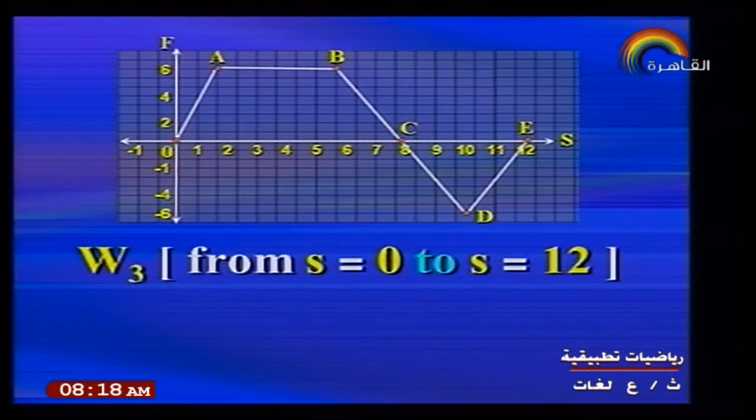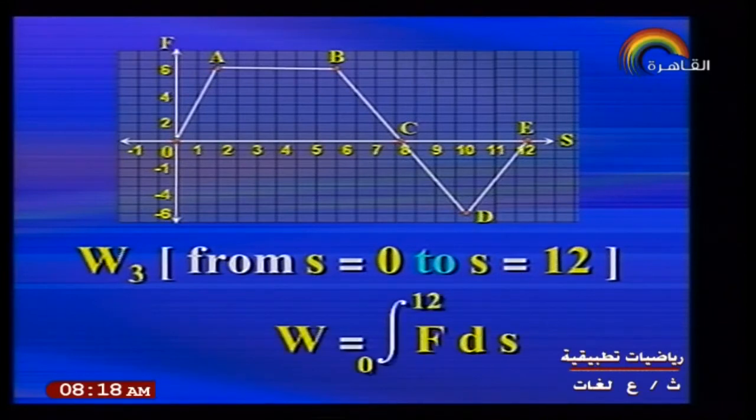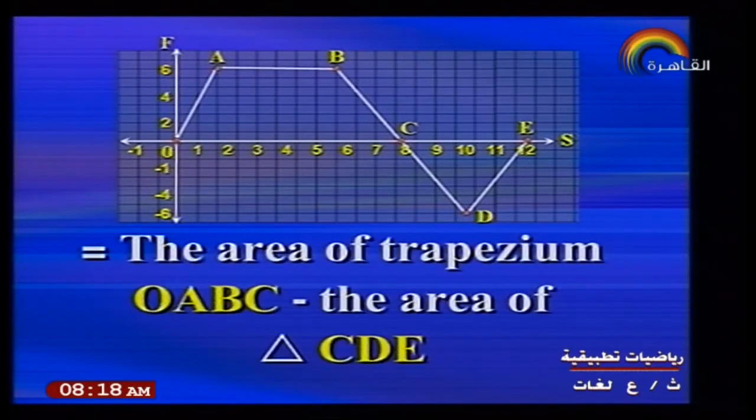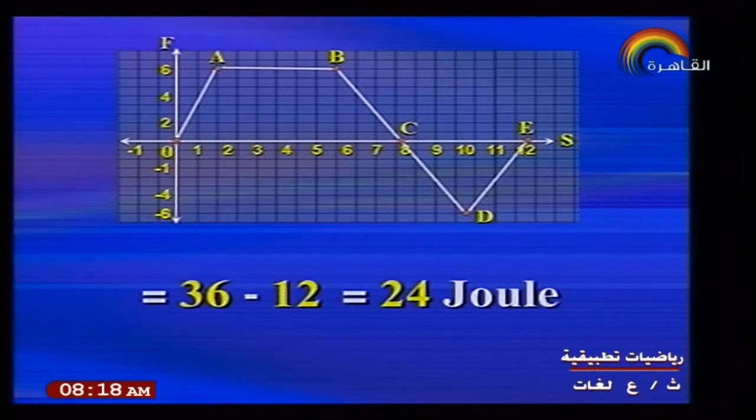Then work done from S equals 0 to S equals 12 equals integration from 0 to 12 of F ds. What is the integration from 0? Equal the area of trapezium OABC plus area of CDE. Then area equals 36 minus 12 equals 24 joule.